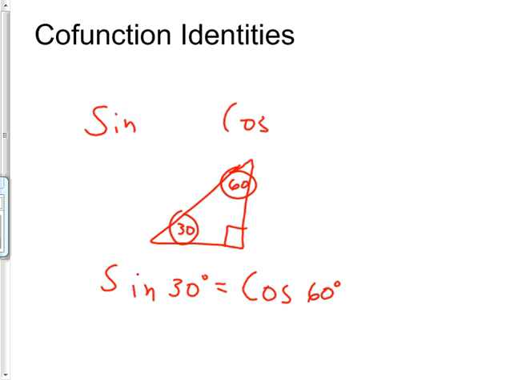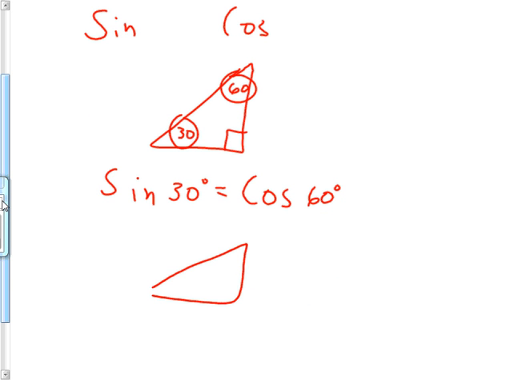So if I have another situation like that, except this time let's say this is 20 degrees, and this must be 70, and I did cosine of 20 degrees, if I wanted to replace that with something exactly equal, I could replace it with sine of 70. You get how those are cofunctions?